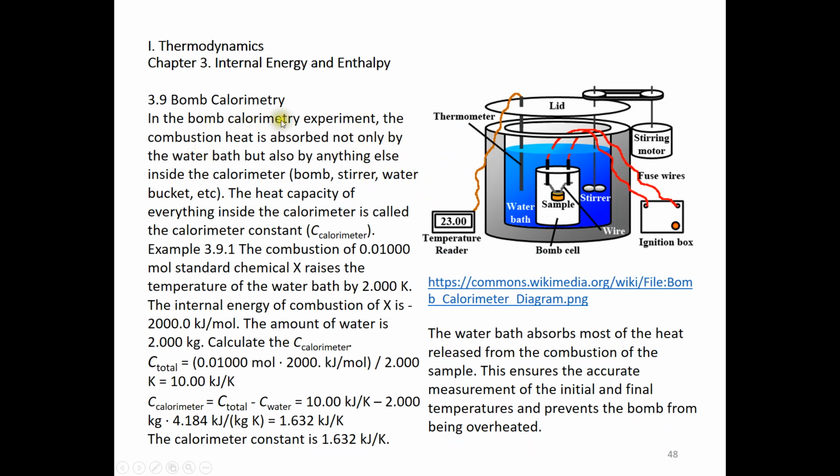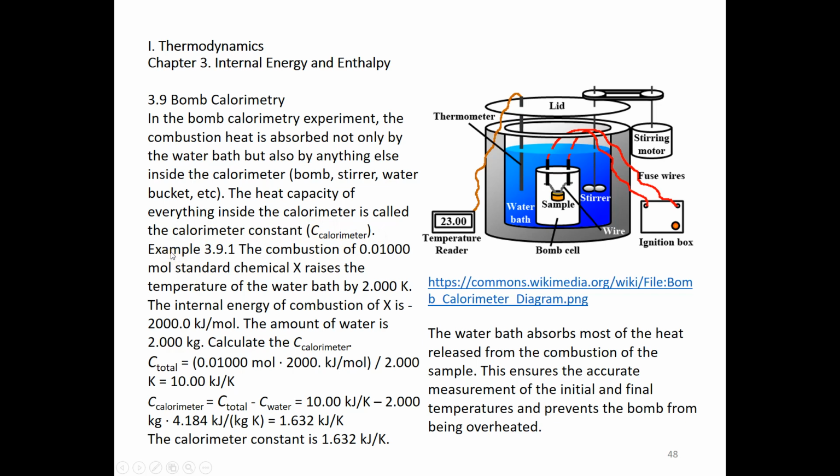In this bomb calorimetry experiment, the combustion heat is absorbed not only by this large water bath, but also by anything else inside this calorimeter, which includes the bomb, the stirrer, the water bucket. Actually, there's a water bucket that holds the water, and also there's air on top of water, and there's the inside surface of this calorimeter. All of these items absorb heat. Therefore, the heat capacity of everything inside the calorimeter is called the calorimeter constant. It's denoted by C sub calorimeter.